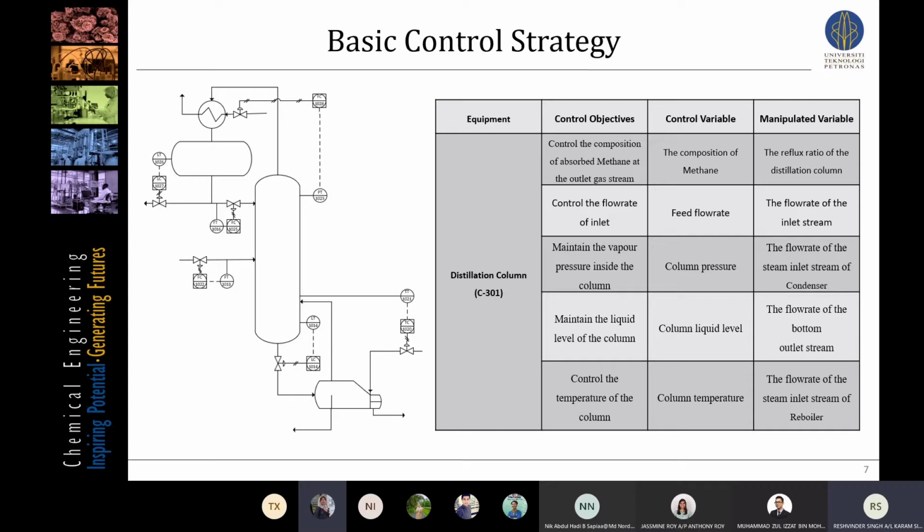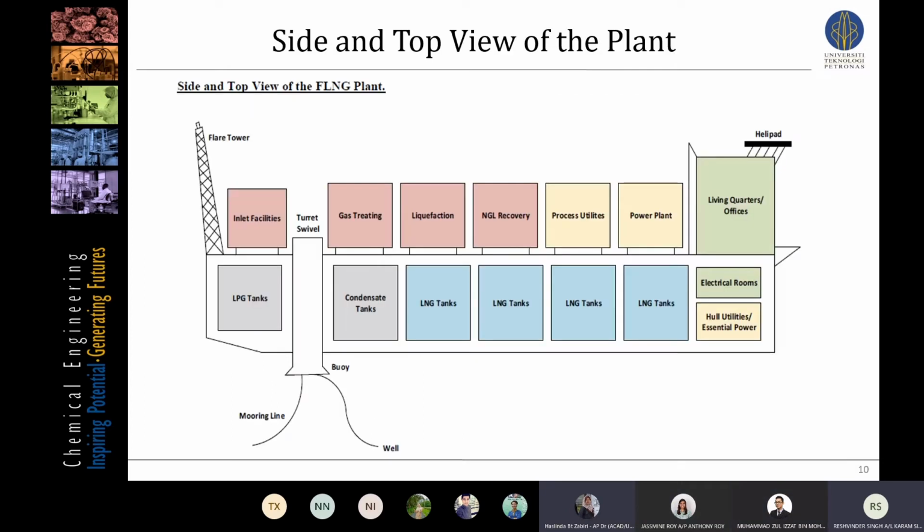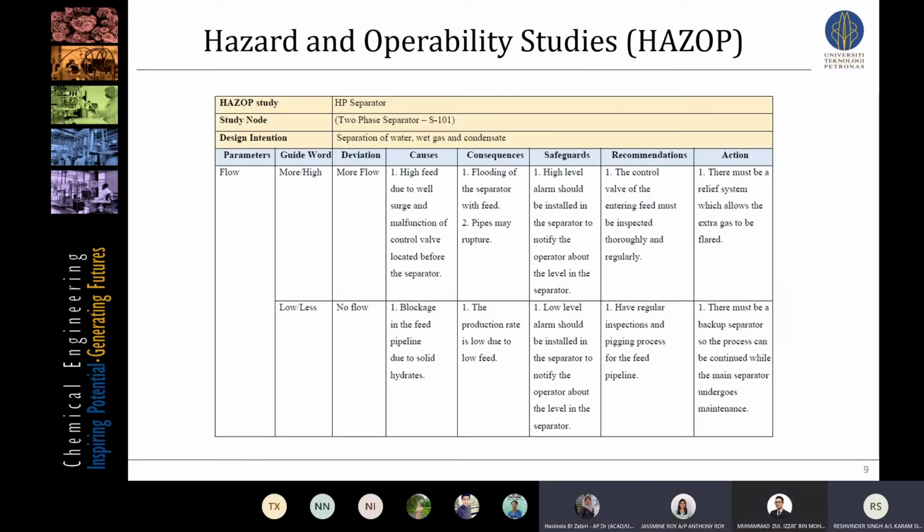Why is the slide not moving? No, it's moving. Rash, take control first. No, I already took control. Is it moving? Yeah. Sorry guys, I think it's lagging. Is it okay? Yes, it is. Okay, I'll continue.